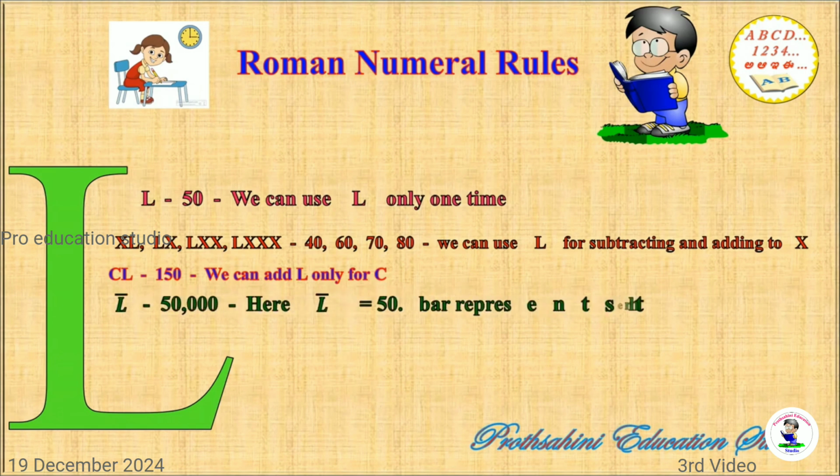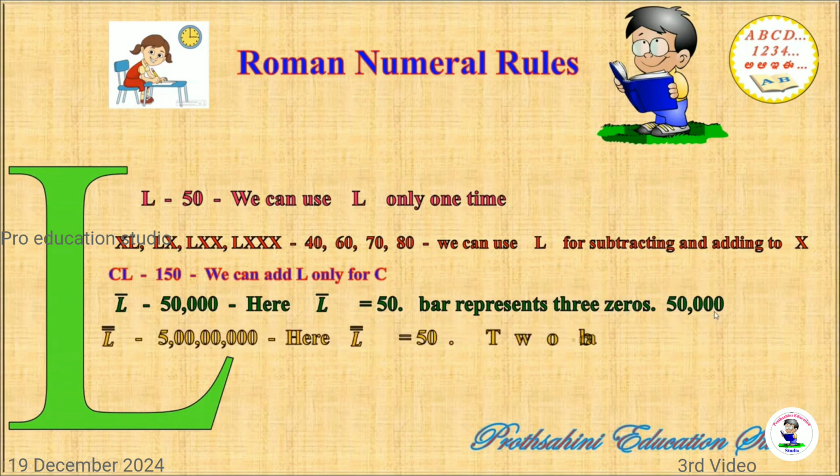Now we will go on to another point. It is L bar. You know what is meant by bar? Can you say with me, one bar is equal to 3 zeros. Now L means 50, and 50 plus bar, which is 3 zeros, gives 50,000. Here L bar is equal to 50, bar represents 3 zeros, so 50,000.